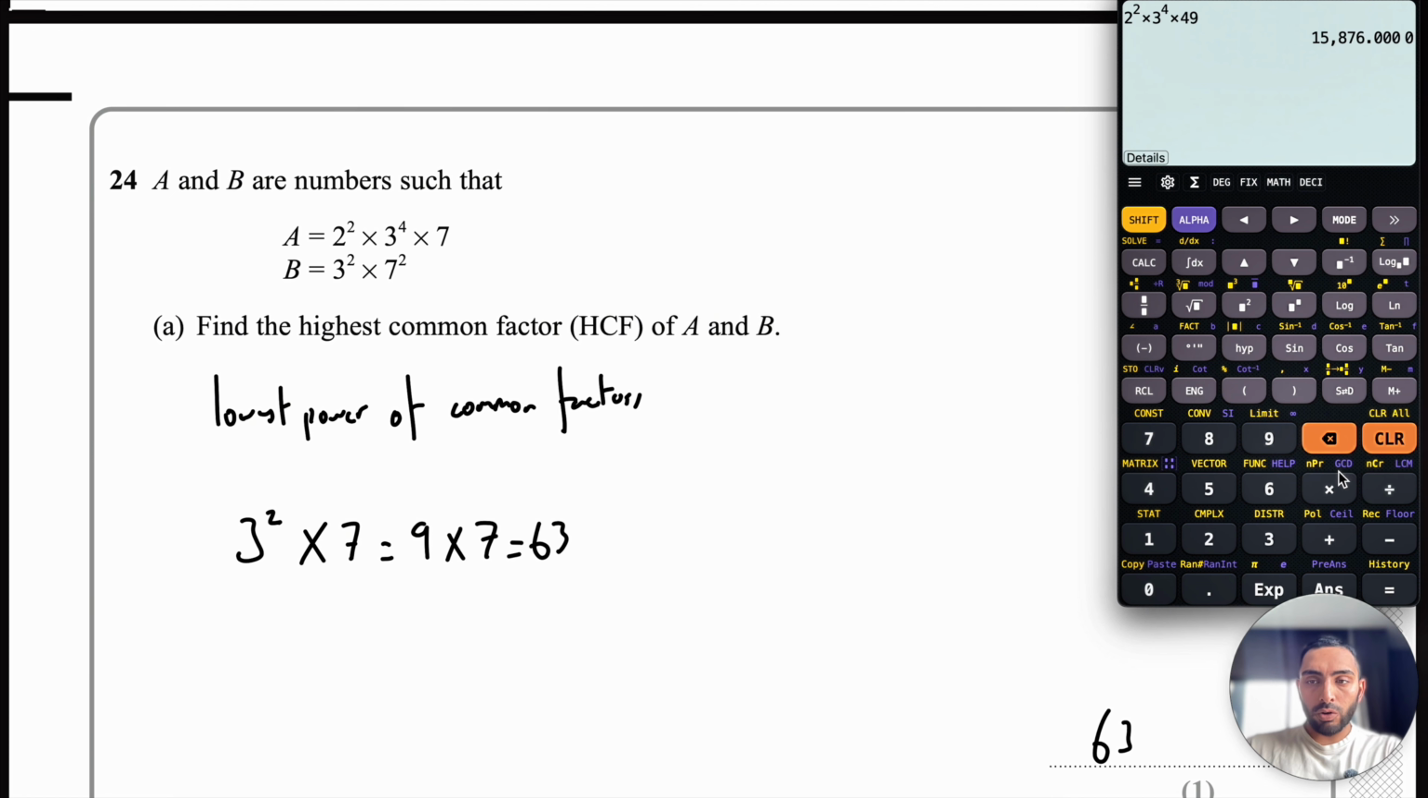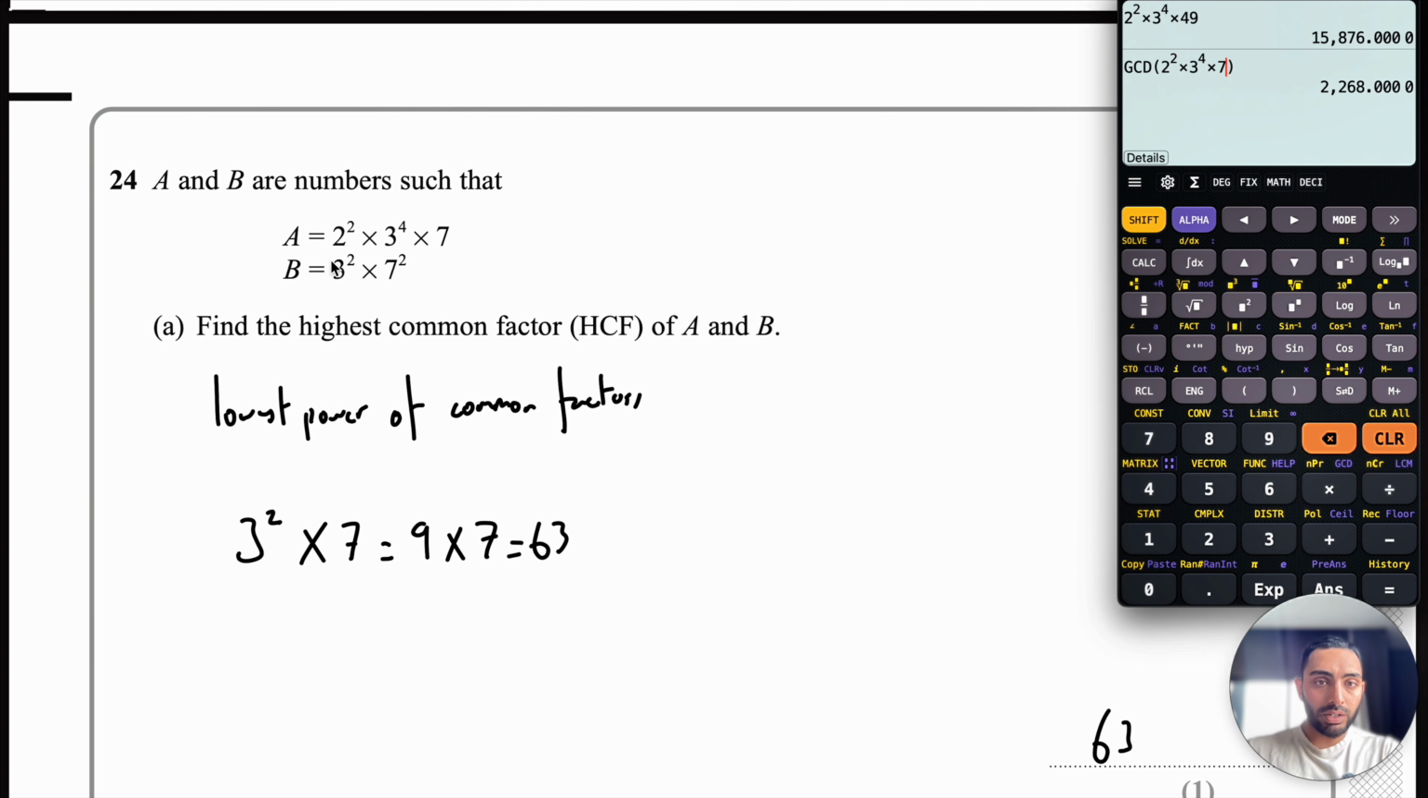Over here, I can see I've got these 2 buttons, greatest common divisor and lowest common multiple. I need to press alpha and then press greatest common divisor to find this highest common factor. It's just a different way of saying highest common factor. Then for this first one, I'm going to type in 2 squared times 3 to the power of 4 times 7.